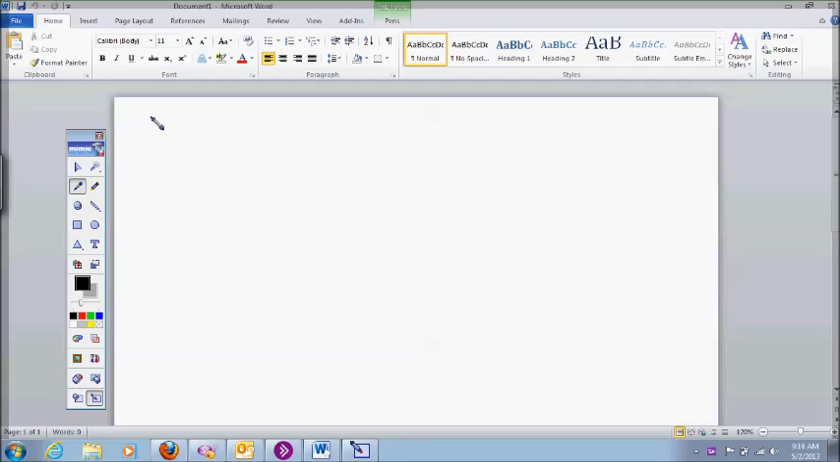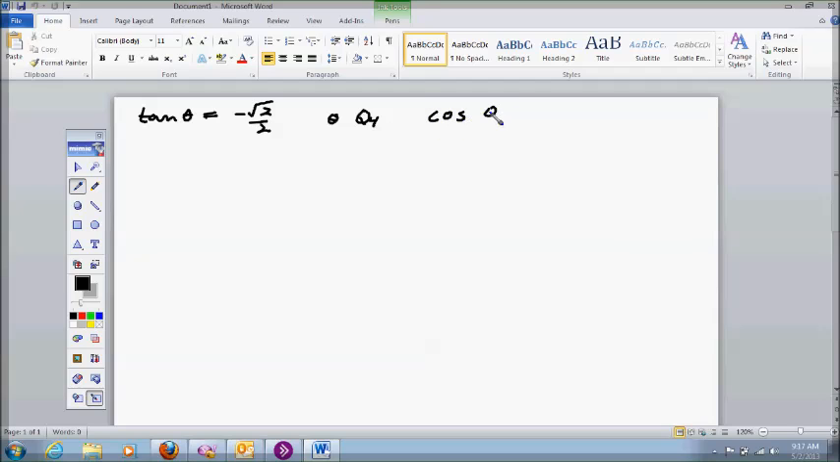We're given that tangent theta is equal to negative root 2 over 2. It tells us that theta is in quadrant 4, and then it asks us, cosine theta halves is equal to what?